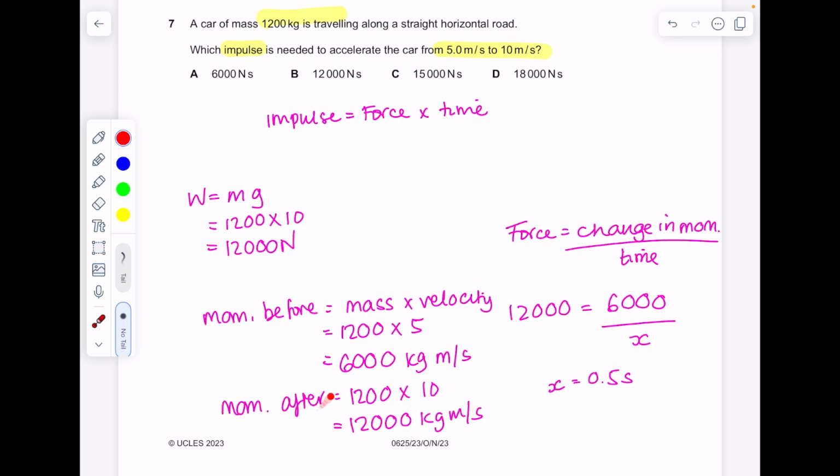What about the momentum afterwards? Well, again, we need to use our mass of 1200, this time multiplied by the final velocity, which was 10, to get an answer of 12,000. So what's our change in momentum? It's 6,000, so we have enough information now to solve for x. So our time value is 0.5. So lastly, there's our force, 12,000, times it by 0.5, and therefore our impulse is 6,000.